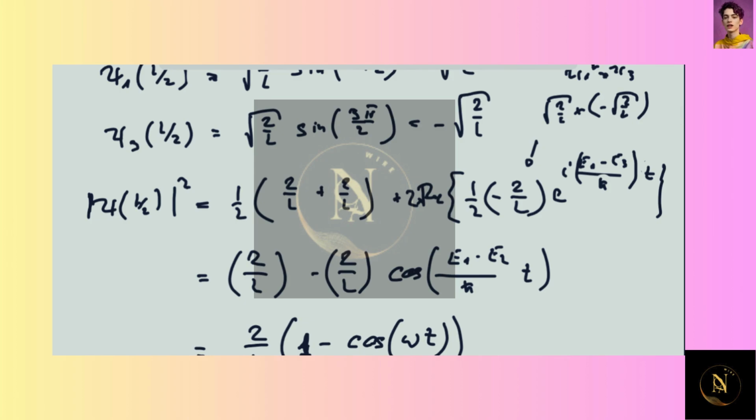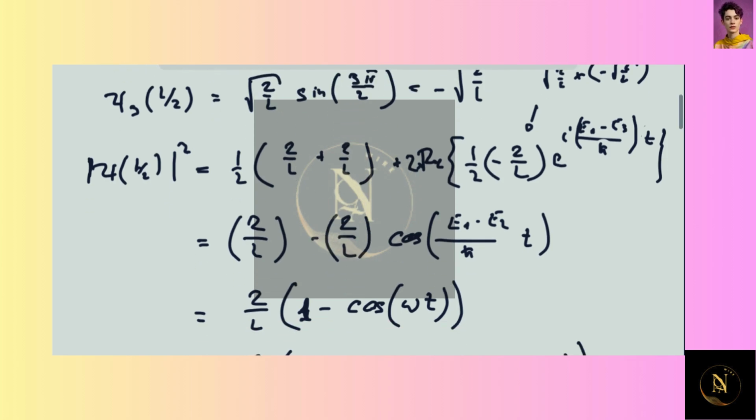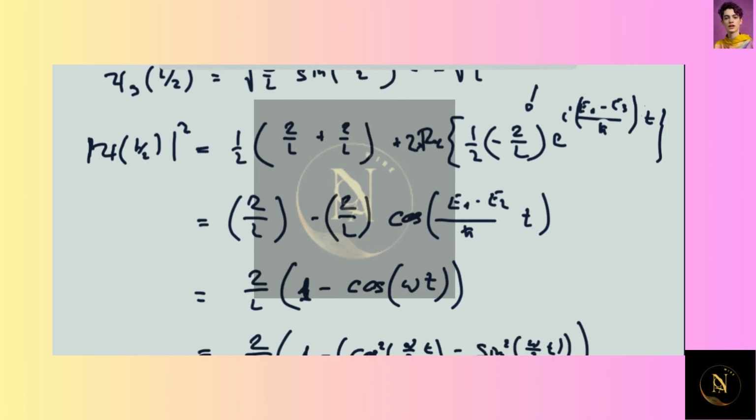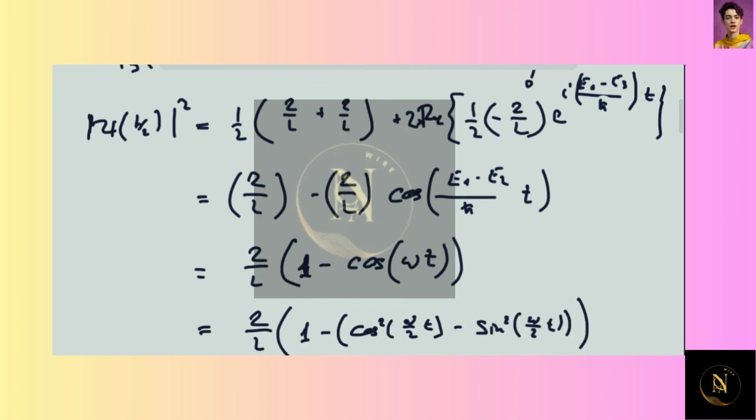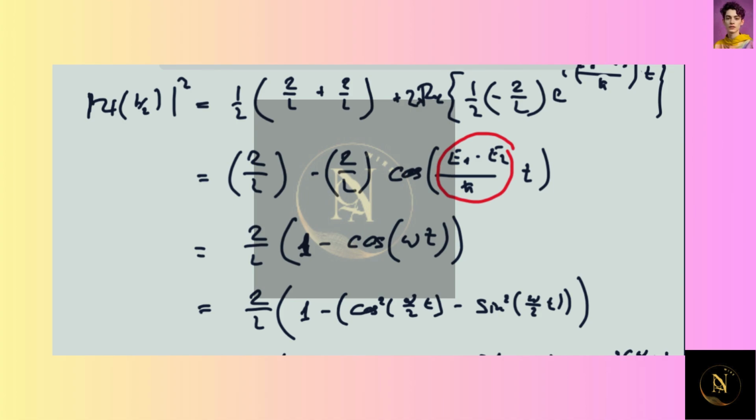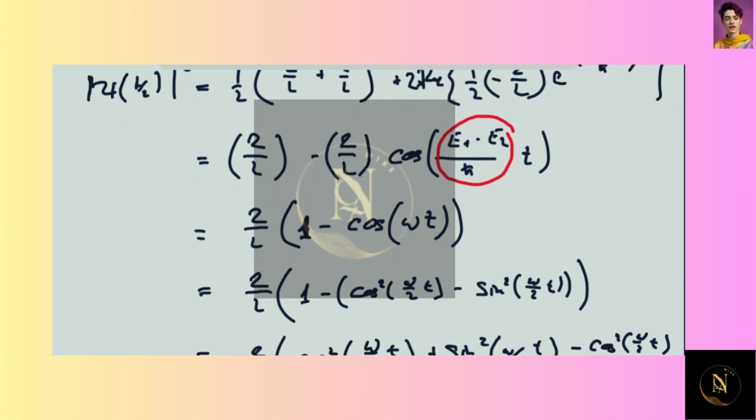So the real part of this is just going to be the part that goes with the cosine coming from the exponential. So we're going to get overall that psi mod squared at L over 2 is equal to 2 over L plus 2 over L minus 2 over L times the cosine of E1 minus E2 over h bar times t. Now, if I make the simplification that I call this combination of variables omega, then this can be simplified to 2 over L times 1 minus cosine omega t.